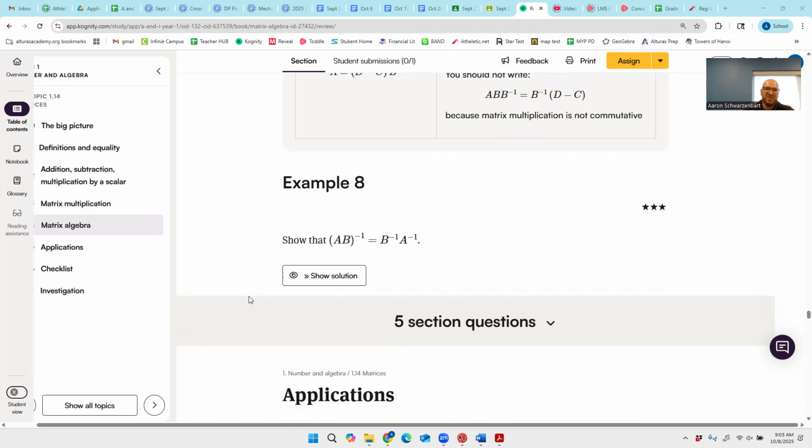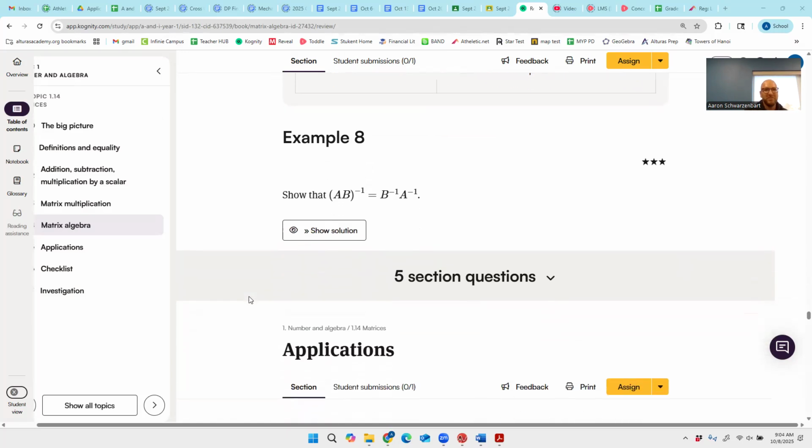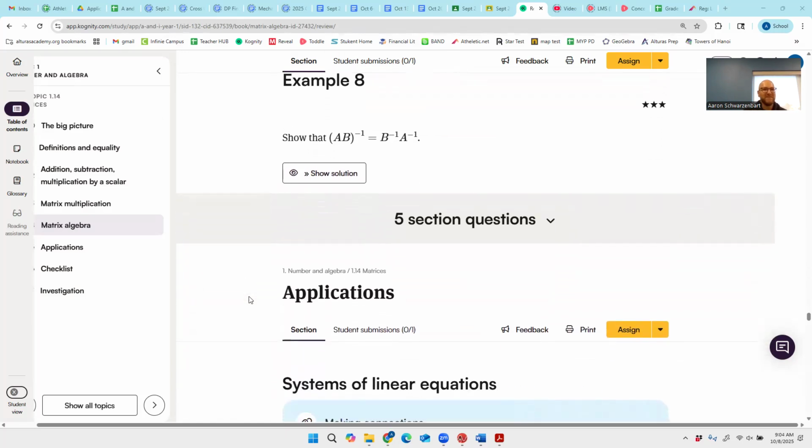So this is really interesting. The inverse of A times B is B inverse A inverse. It's like distributing it, but it's not distribute, it's got to switch the order. I'm going to show the proof. We'll see if I can remember how to do it without looking. It's actually not that bad.